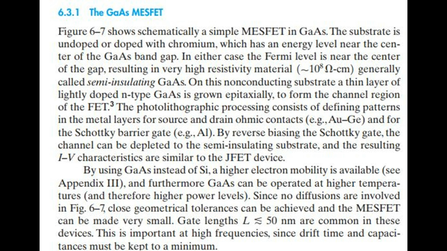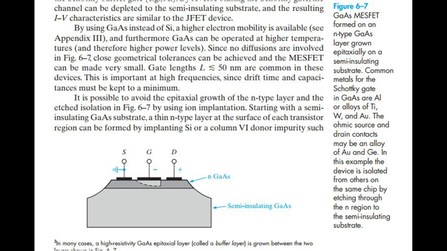Since no diffusions are involved in Fig 6-7, close geometrical tolerances can be achieved and the MESFET can be made very small. Gate lengths of less than 50 nanometers are common in these devices. This is important at high frequencies, since drift time and capacitances must be kept to a minimum. It is possible to avoid the epitaxial growth of the N-type layer and the etched isolation in Fig 6-7 by using ion implantation. Starting with a semi-insulating gallium arsenide substrate, a thin N-type layer at the surface of each transistor region can be formed by implanting silicon or a column 6 donor impurity such as selenium.